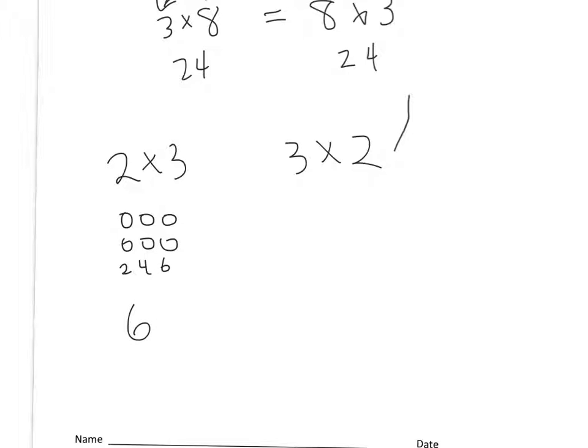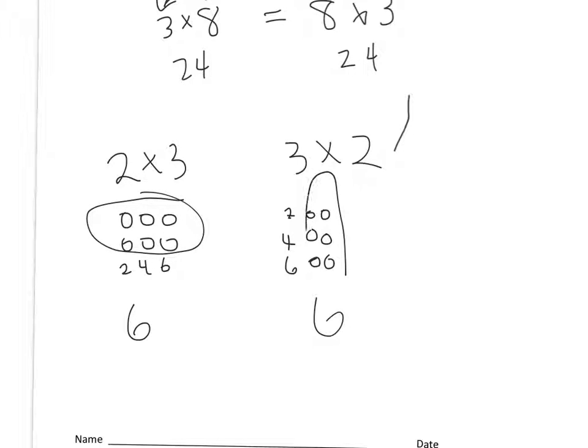6 total objects. If we're taking 3 times 2, that would be 3 groups of 2, so that's going to be 1 group, 2 groups, and 3 groups. That also gives us 2, 4, and 6. That gives us a total of 6. So whether the array is going this way or whether the array is going this way, it doesn't matter. 3 times 2, it's the same thing with 3 times 8 and 8 times 3. Let's go ahead and move into the problem set.